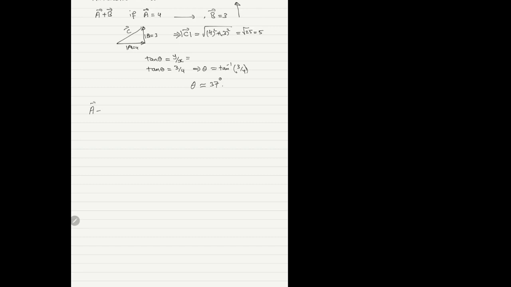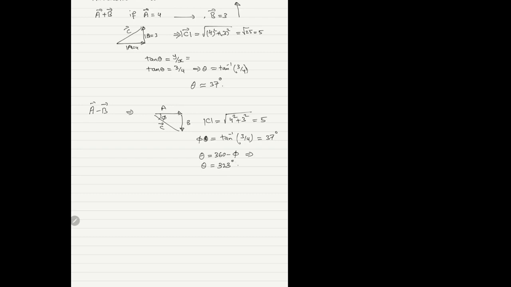Now to find A minus B, again just a quick rough graph. This is A, this is B, and this is C. We will see that C doesn't change at all. So C equals square root of 4 squared plus 3 squared, which equals 5, no change at all. But this is not theta, by the way, it's phi. Phi equals tan inverse of y over x, which is 3 over 4, equal to 37 degrees. Again, theta is measured from the positive x-axis counterclockwise. So theta here equals 360 minus phi, or in this case, theta equals 323 degrees.